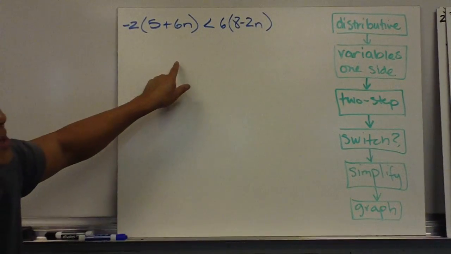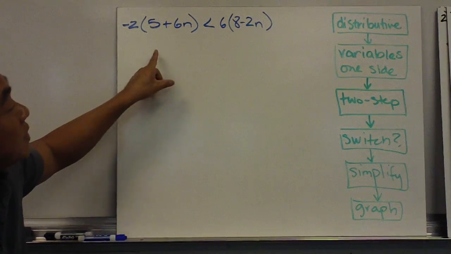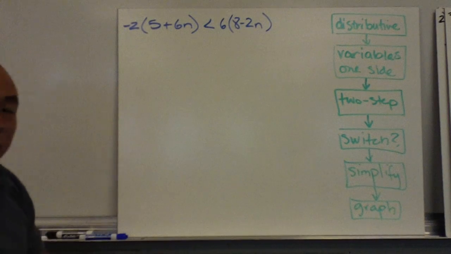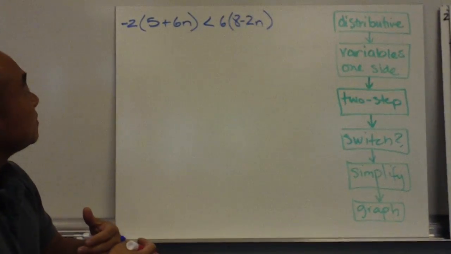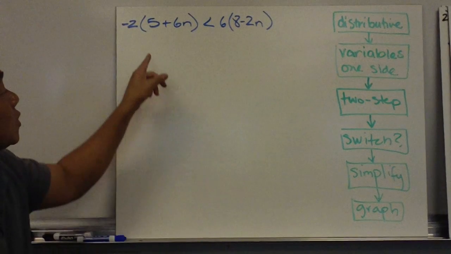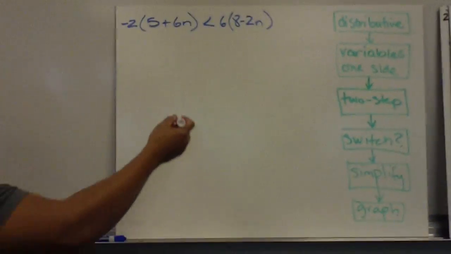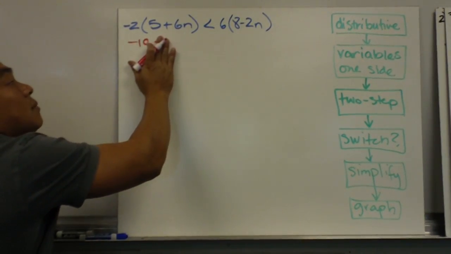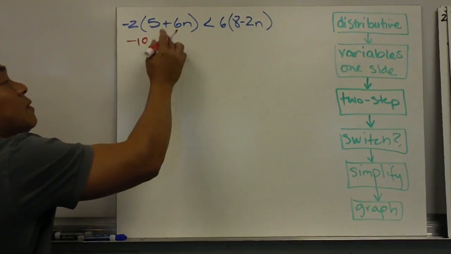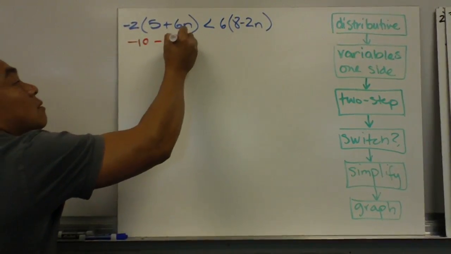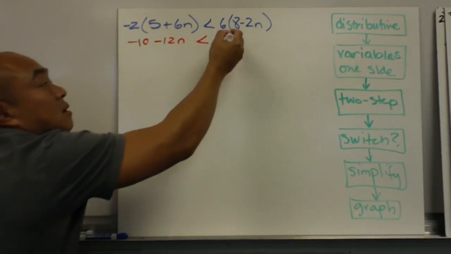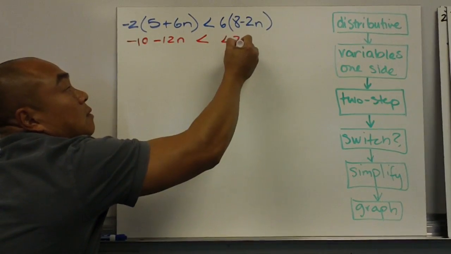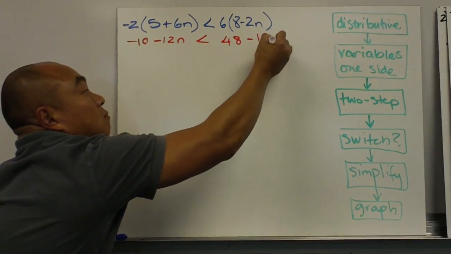Alright, here is another solving inequality. This time you have variables on both sides, you have distributive property on both sides. I'm not sure if you have any combining like terms, but let's go ahead and go through it. Okay, first of all, you have negative 2 times a quantity of 5 plus 6n. That's going to give us negative 10 plus, oops, because it's a negative times a positive, it's minus 12n. Then that is less than, we can multiply that out. 6 times 8 is 48, positive. And then minus 12n.